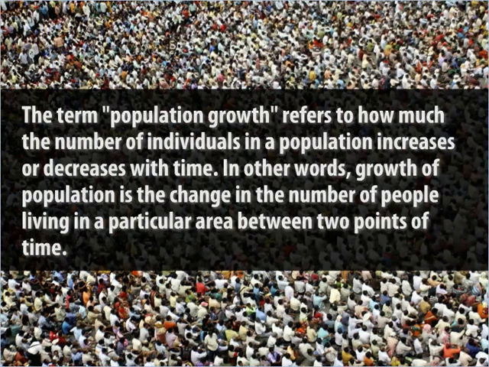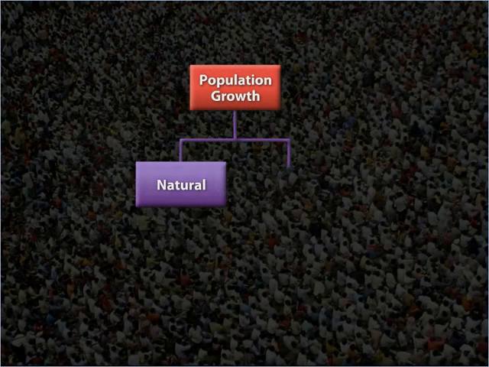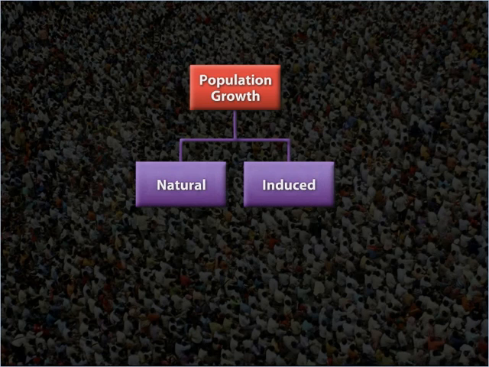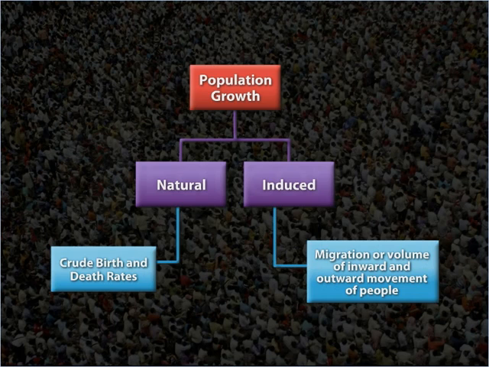In other words, growth of population is the change in the number of people living in a particular area between 2 points of time. Population growth has two components, namely natural and induced. While the natural growth is calculated by assessing the crude birth and death rates, the induced components are explained by migration or the volume of inward and outward movement of people in any given area. In the present module, we will only discuss the natural growth of India's population.